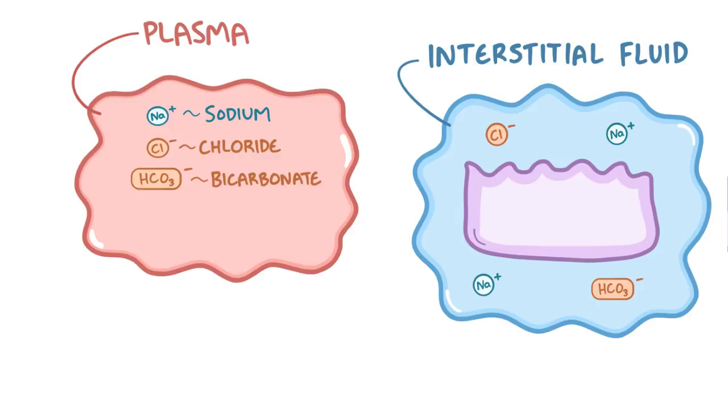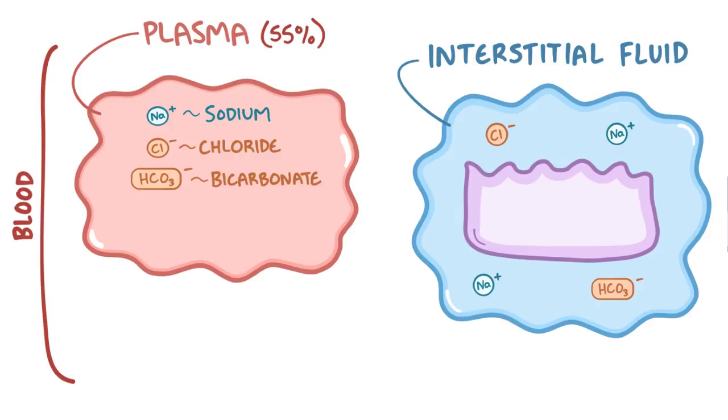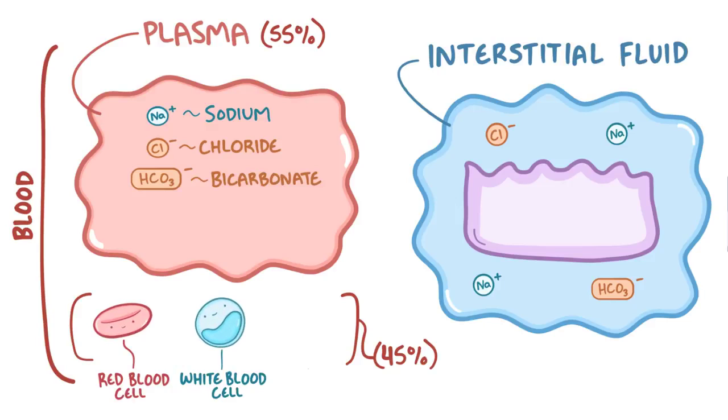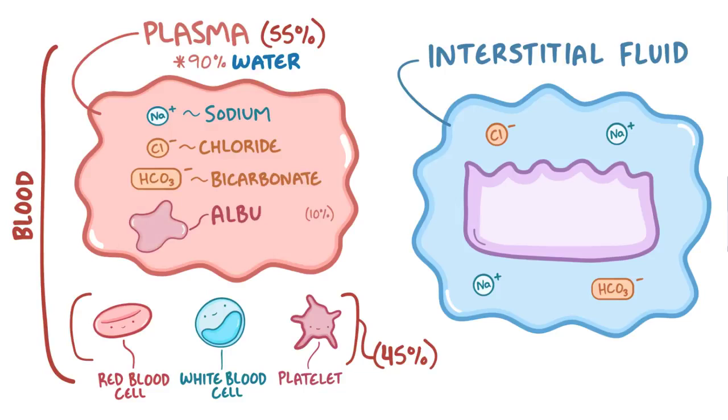Now, the plasma makes up about 55% of the blood, while the remaining 45% is mostly made up of red blood cells, white blood cells, and platelets. Plasma is made up of around 90% water, and 10% proteins like albumin, which helps transport hormones and minerals.